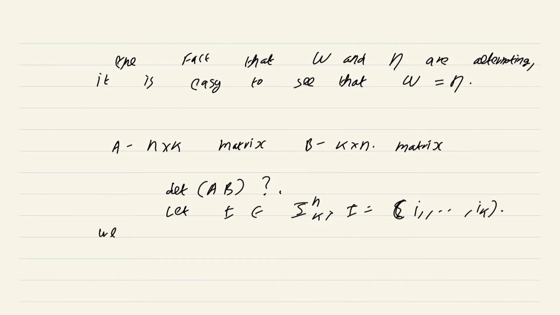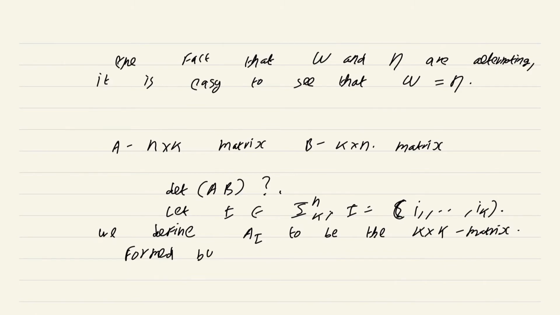We define AI to be the k cross k matrix formed by the I1, I2, ikth rows of A. So A is an n cross k matrix, so it has n rows. You pick out the I1th, I2nd, ikth rows and shove it all into a matrix in the same order, and that matrix you just call AI.